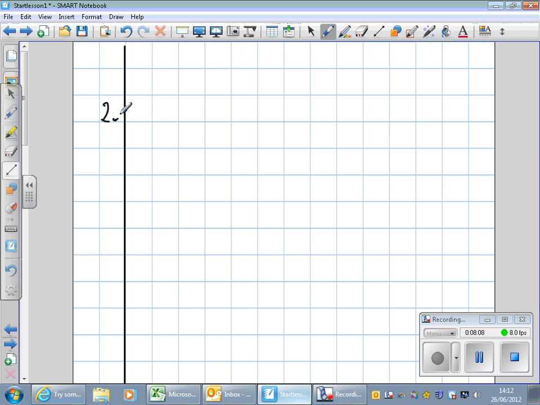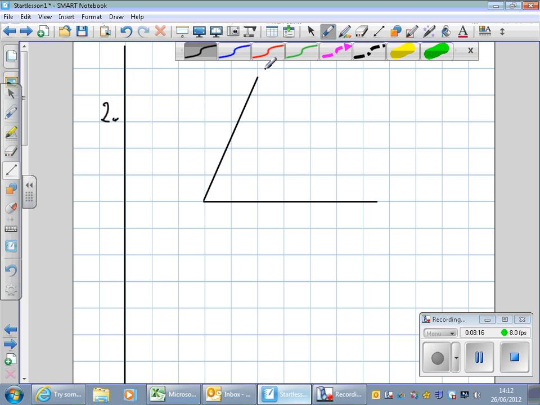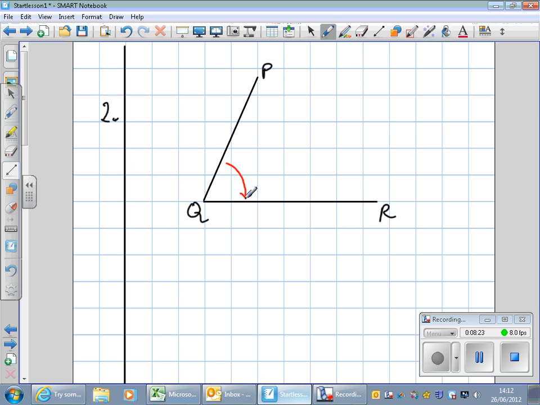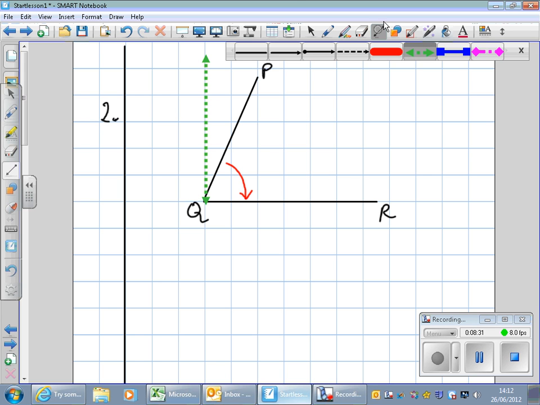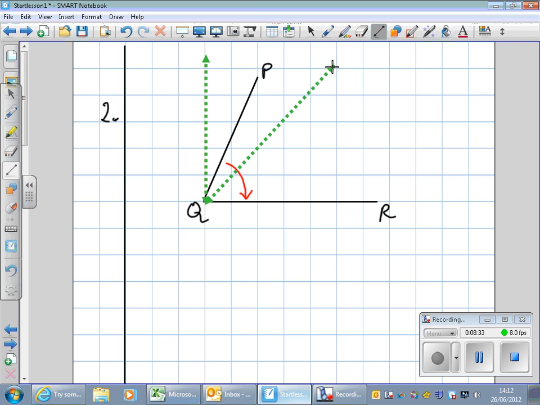Question 2. Let's look at an acute angle. I probably should have started with that. We're going to estimate the size of the angle PQR. Right, so we think, well, it's less than 90 degrees. So that's 90 degrees, and this is 45 degrees. So what is that red angle there?